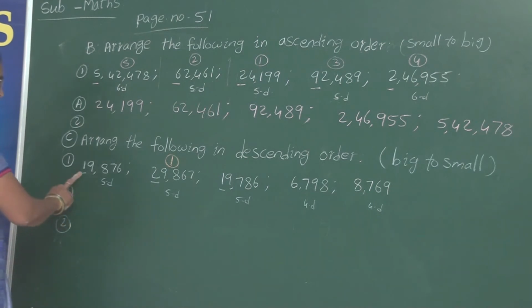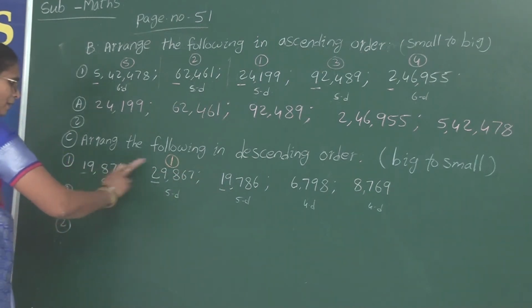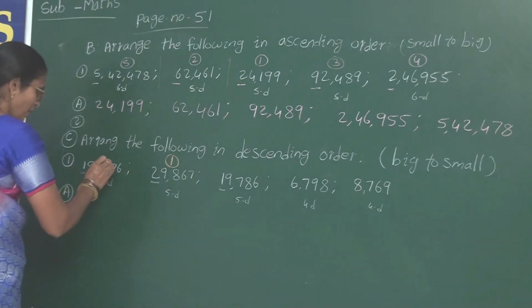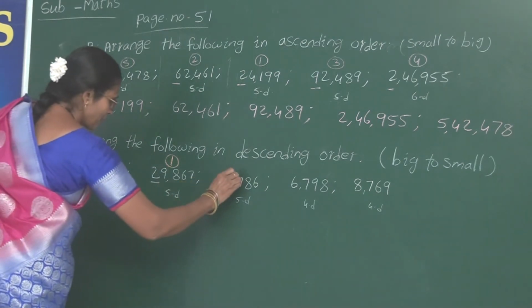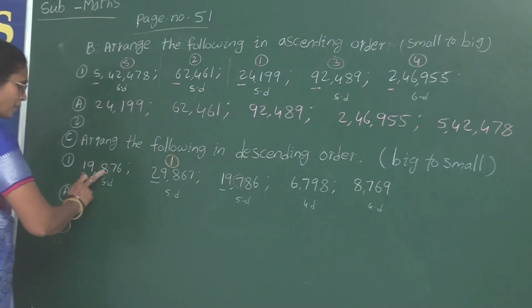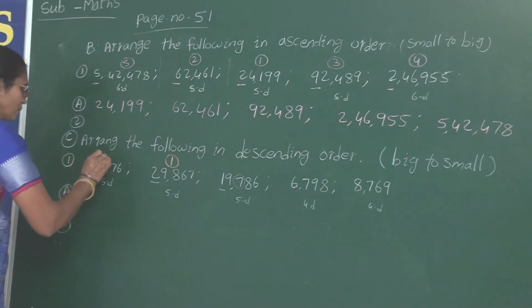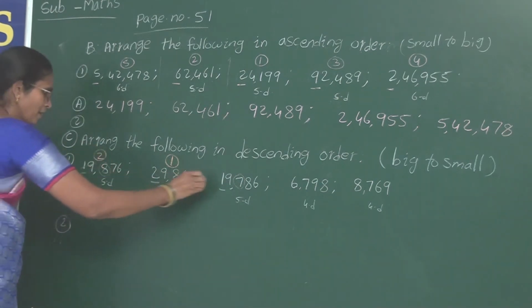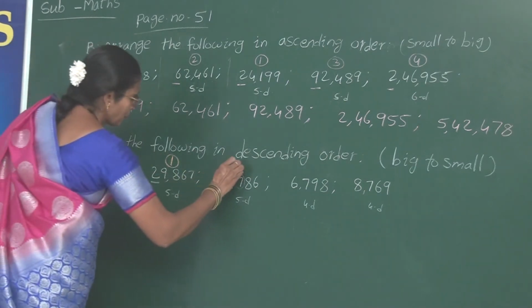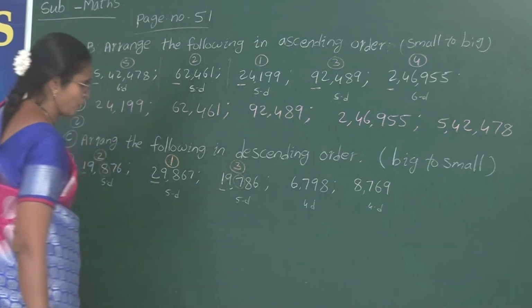Next, both are same. 19, here also 19. Then go to the hundreds place, third place. Here it is 8, here it is 7. Which is the greatest one? 8 is the greatest. That's why this is second place. 19, 19 both are same. Then this is the second one and this is the third one.